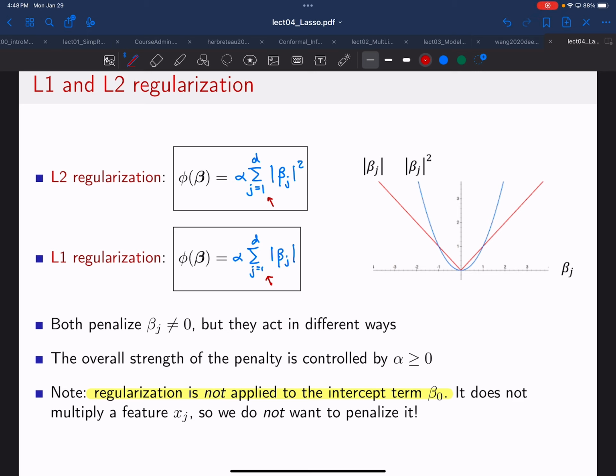So we're not going to penalize beta 0, but we are going to penalize all these other betas. Okay, so these are the ones we'll focus on. Any questions on these? Yes.